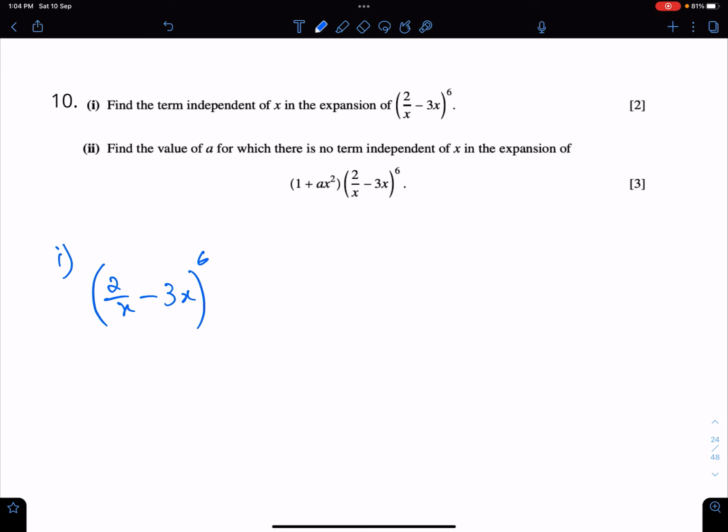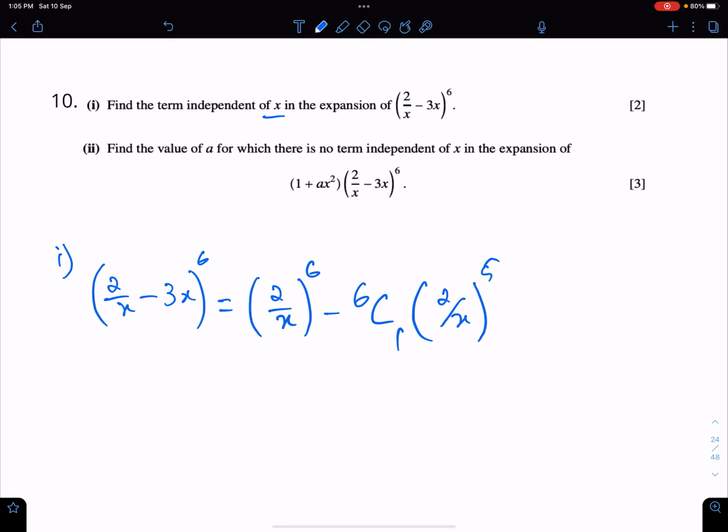So let's understand how to solve this question. We have to find the term independent of x, and we are going to expand the expansion to make the calculations for this part simple. So the first term is (2 upon x) with power 6. Since we have a negative sign here, signs are alternate. 6c1, (2 upon x) power 5, and the second term is 3x, power 1.